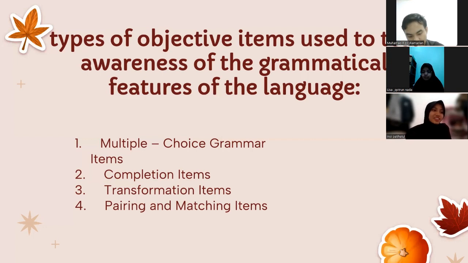Just for the next, the third is transformation item. So the transformation type of item is extremely useful for testing ability to produce structures in the target language and helps to provide a blank when included in a test containing multiple choice items.